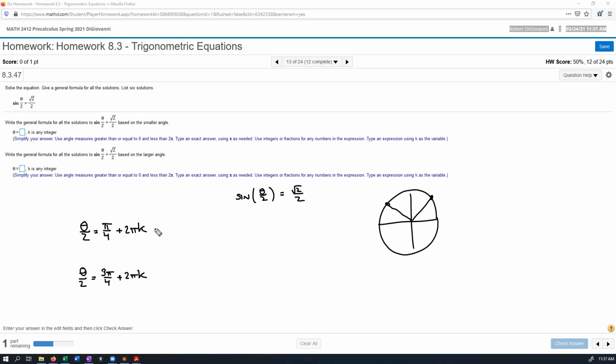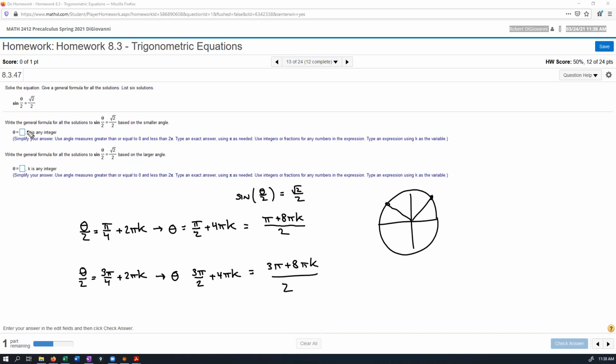And if I multiply both sides by 2 here, I get theta equals pi over 2 plus 4 pi k. I'm going to need the common denominator, so I may as well do it now. Multiply 2 on the top and bottom there on that 4 pi k. And over here, if I multiply both sides by 2, I get 6 pi over 12, which turns out to be 3 pi over 2, and then plus 4 pi k. Multiply that by 2 on top and bottom, so 3 pi plus 8 pi k all over 2.